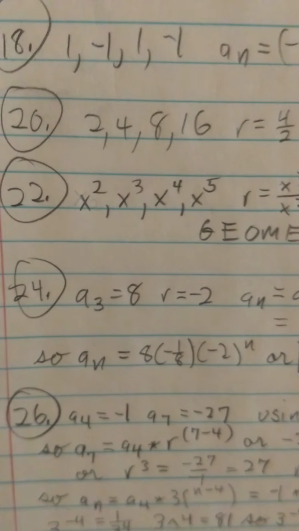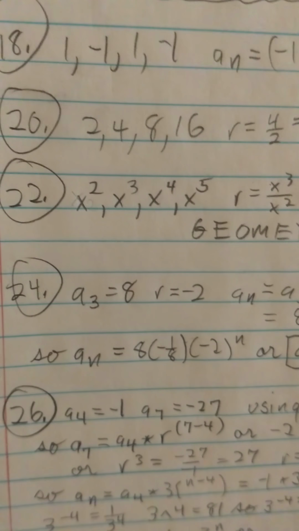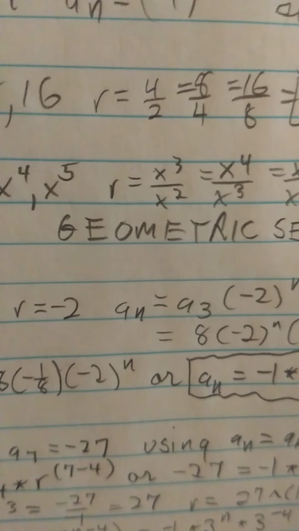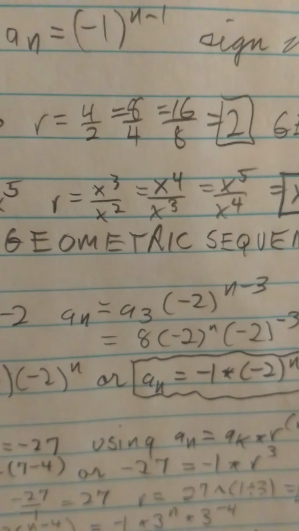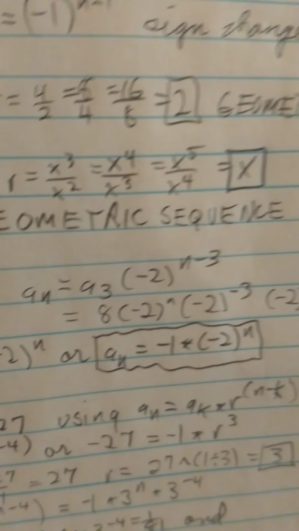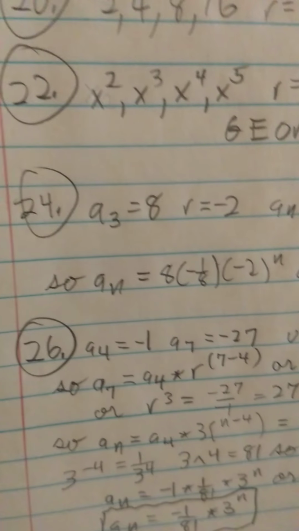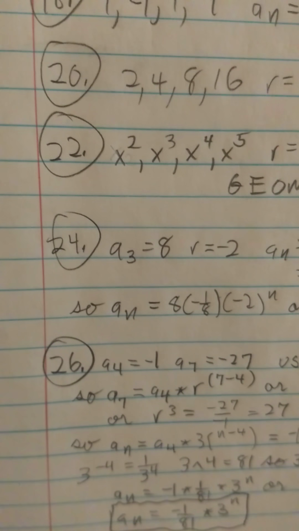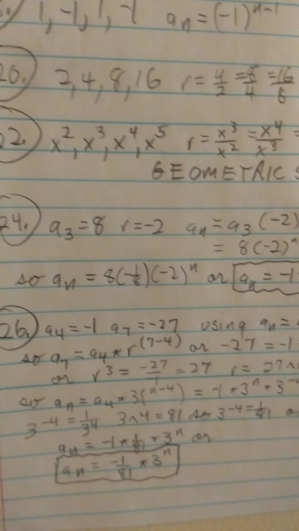Now 22, x squared, x to the third, x to the fourth: x to the third over x squared, x to the fourth over x to the third, x to the fifth over x to the fourth, a constant x, making it a geometric sequence for r. Now on 24, we have a sub 3 is 8, and r is equal to negative 2.